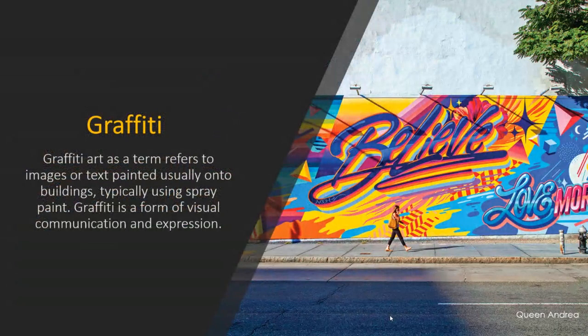So we touched upon a couple of things. Obviously, we have a short period of time, so we just extracted some of our favorite components or favorite projects. And the first couple of students that are going to present, their project was connected to an assignment directly related to graffiti. So in a very general context, graffiti is an art form that refers to images or text painted usually onto buildings, typically using spray paint. Graffiti is a form of visual communication and expression.